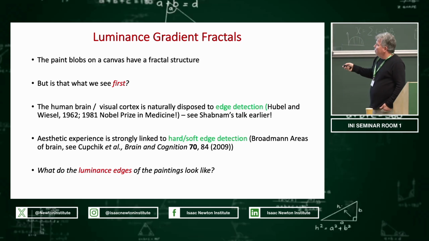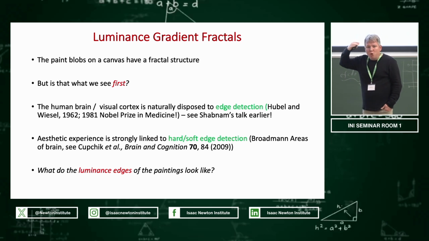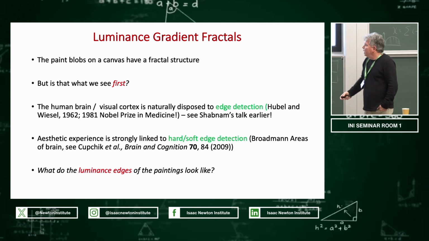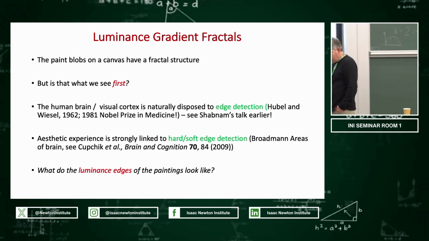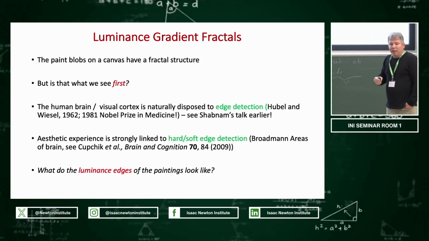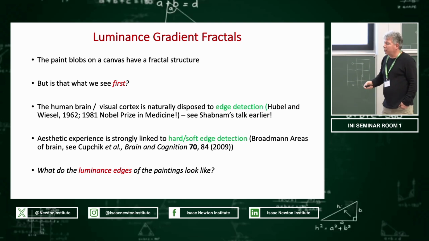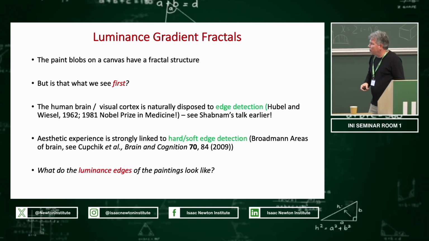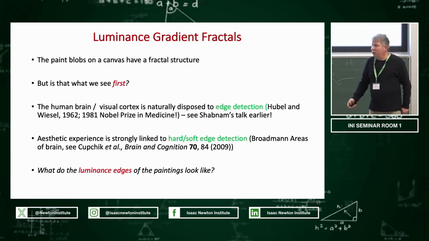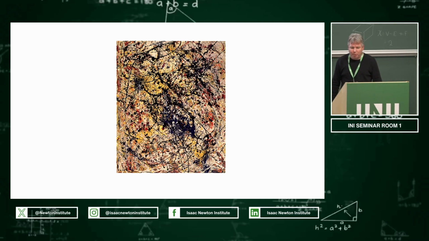Okay, we've heard already today that there are a number of centers in the brain that are attuned to picking out things like luminance gradients, edges, things like that. And in fact, there is some suggestion that aesthetic value and appreciation is triggered by edge detections, okay, hard and soft edge detections, and that's detailed very strongly in this paper here. So what do the luminance edges of these paintings look like? Okay. Well, here's a Pollock, right?